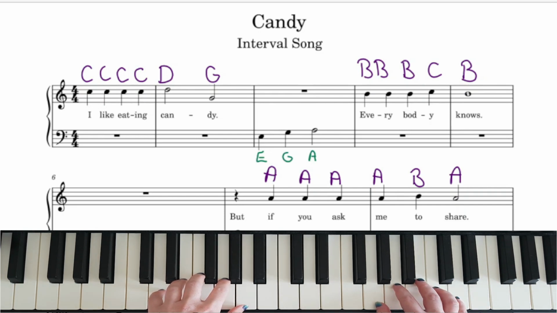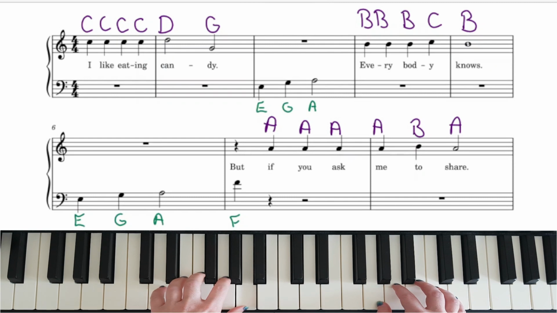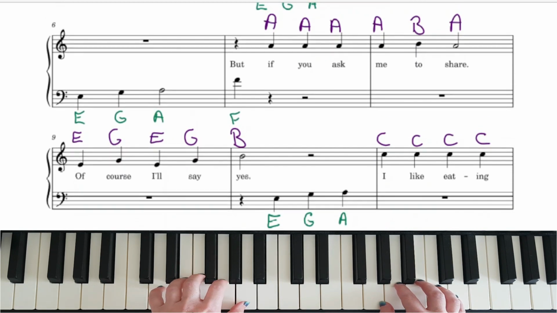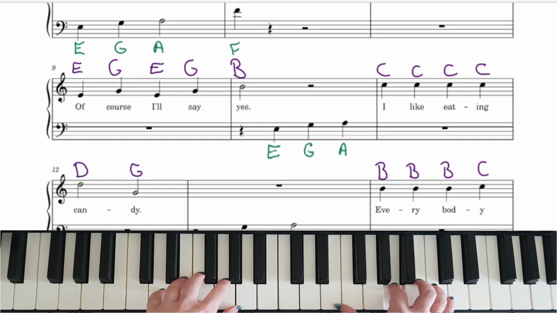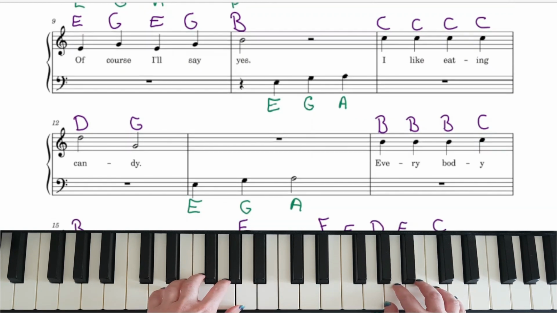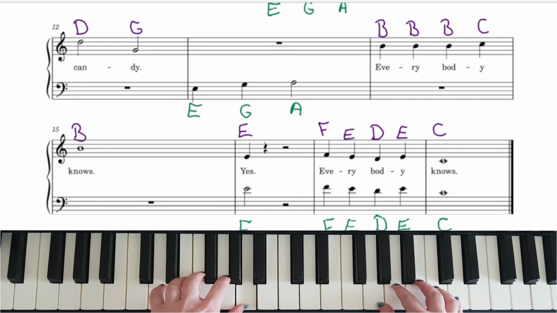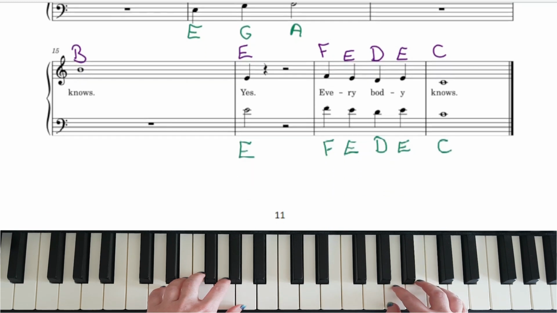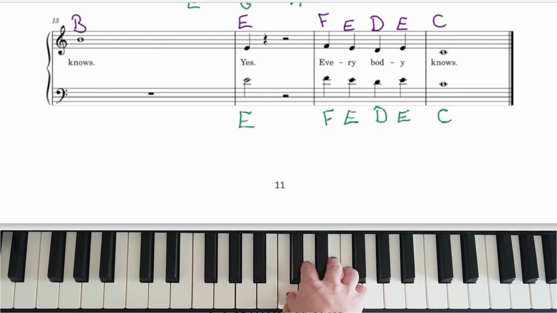C, C, C, C, D, 2, G, 4, E, G, A, 4, B, B, B, C, B, 2, 3, 4, E, G, A, 4, F, A, A, A, A, B, A, 4, E, G, E, G, B, E, G, A, C, C, C, C, D, 2, G, 4, E, G, A, 4, B, B, B, C, B, 2, 3, 4, E, 2, 3, 4, F, E, D, E, C, 2, 3, 4.